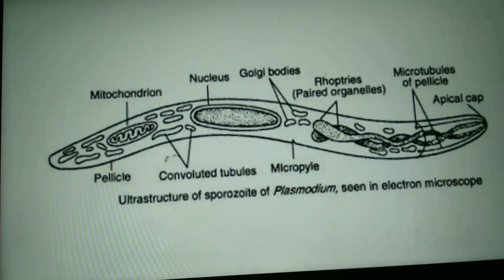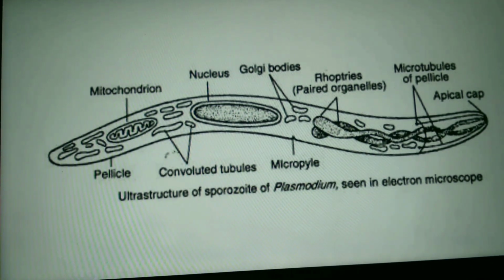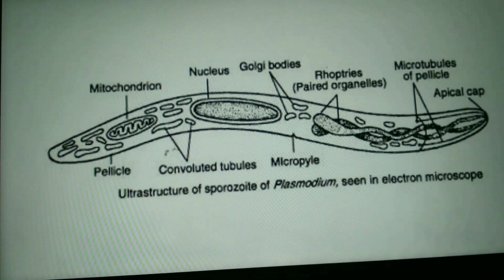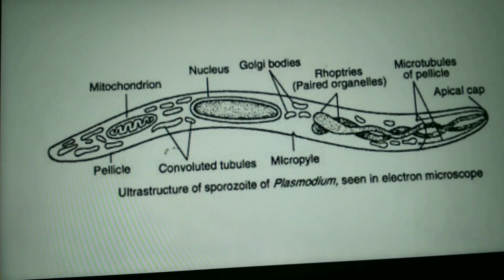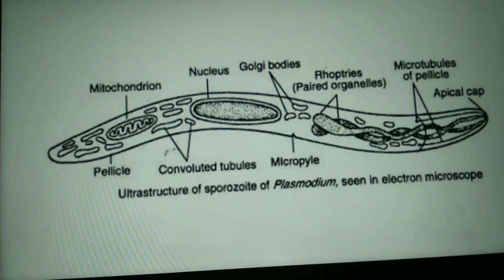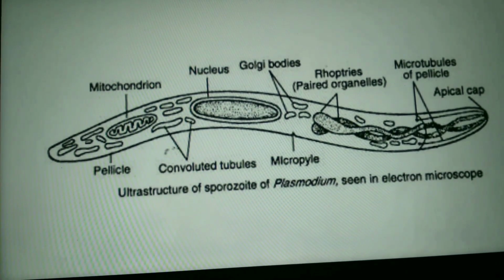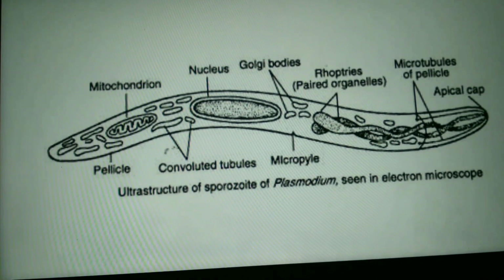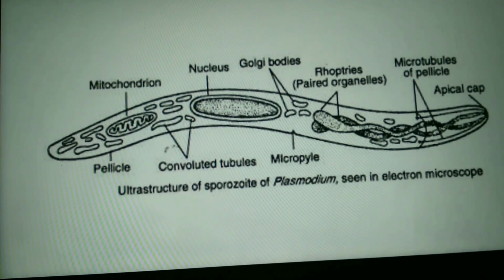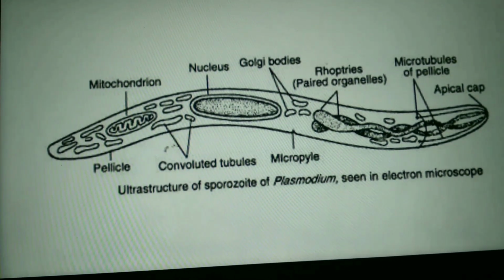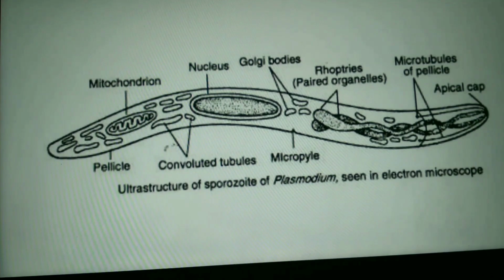When a female Anopheles mosquito containing infective stages of the parasite or sporozoites in its salivary glands bites a healthy person for sucking his blood, then the mosquito injects hundreds of sporozoites along with saliva into the bloodstream of the healthy person. The purpose of pouring saliva is to check clotting of blood as it contains an anticoagulant.